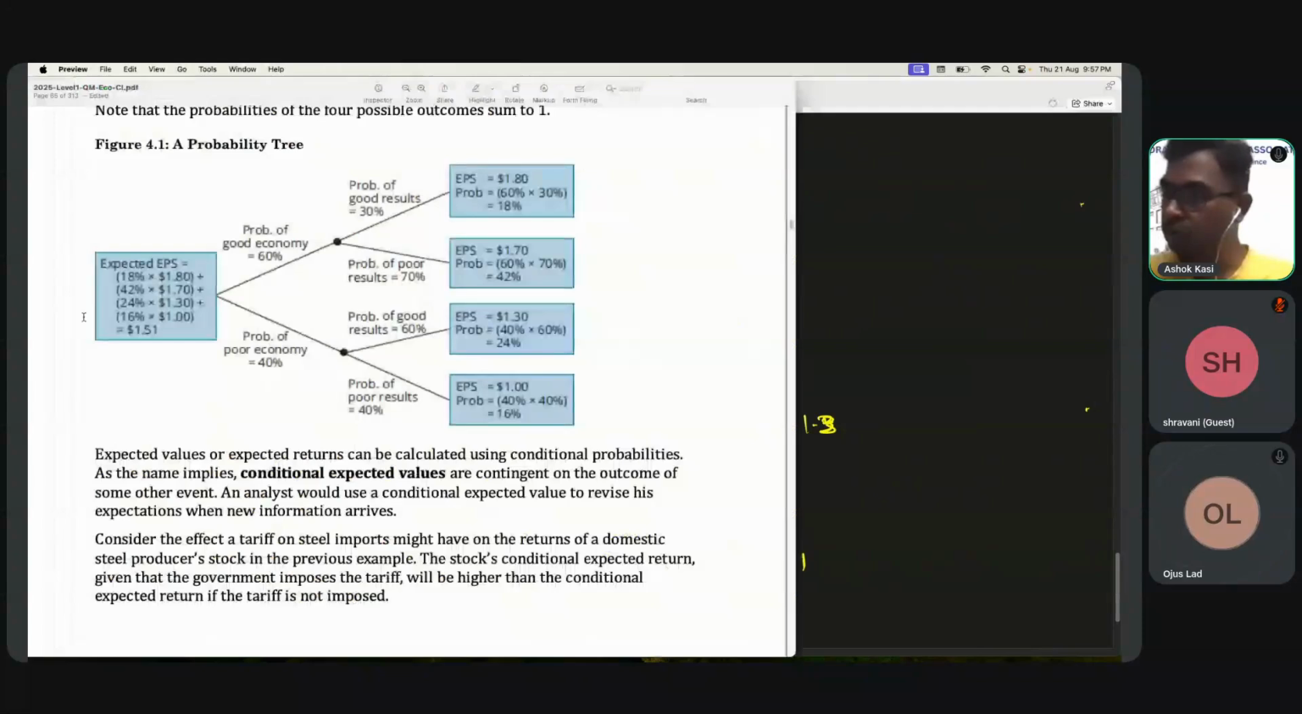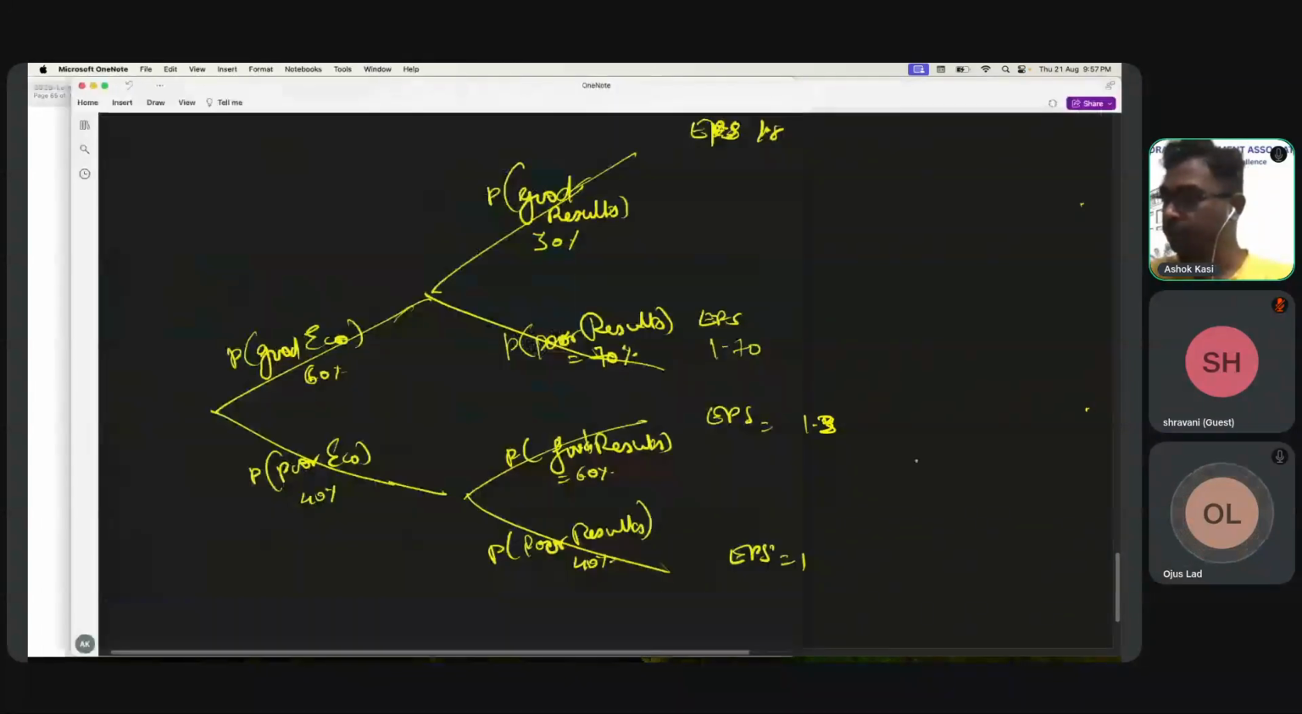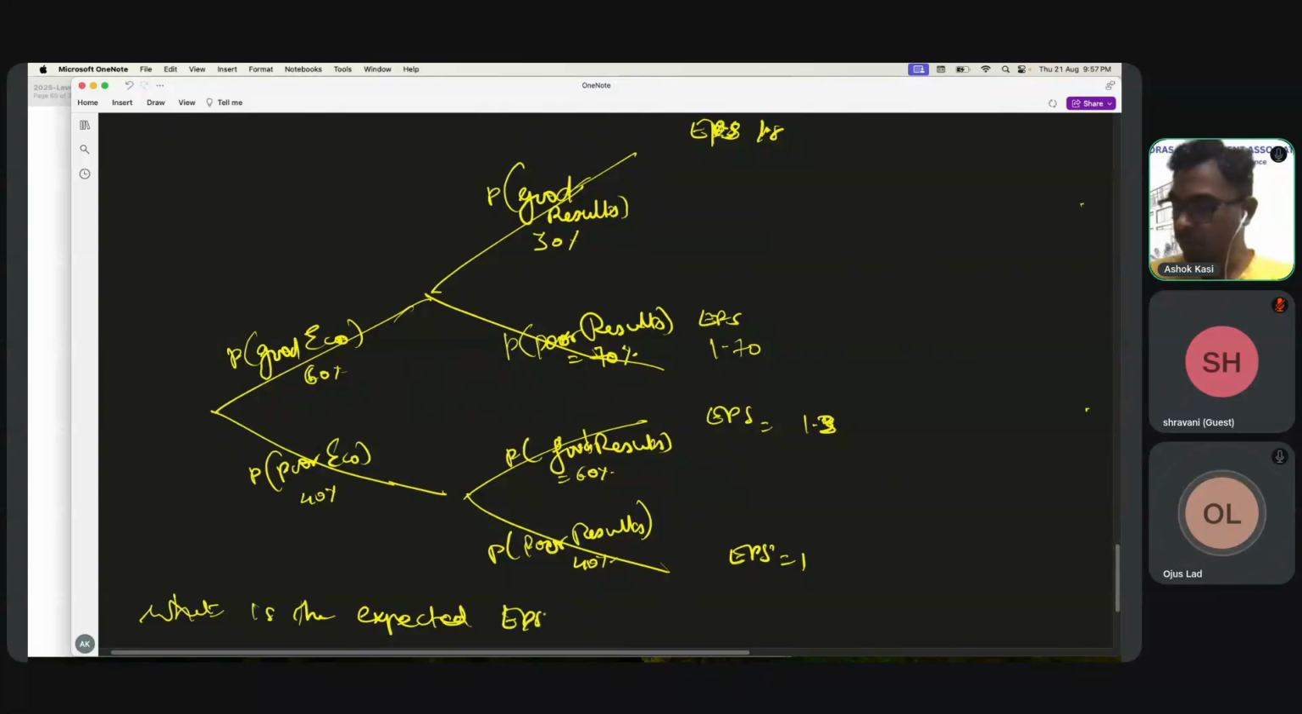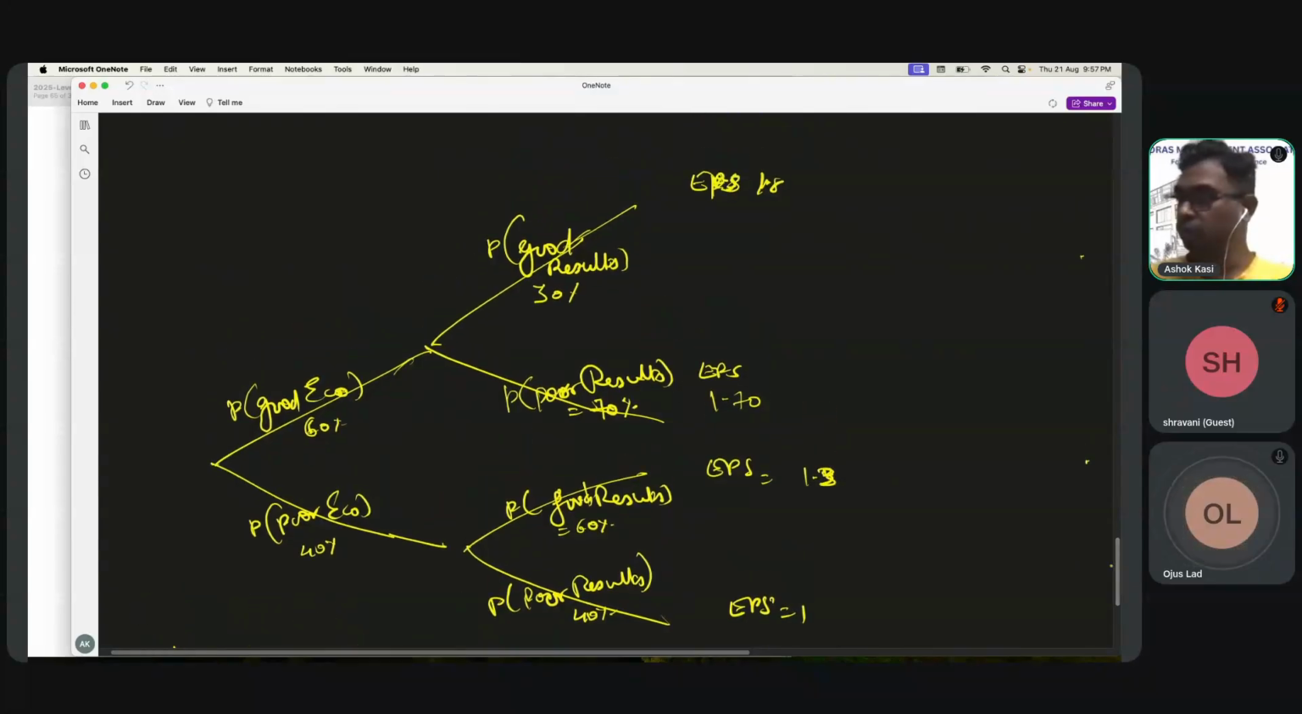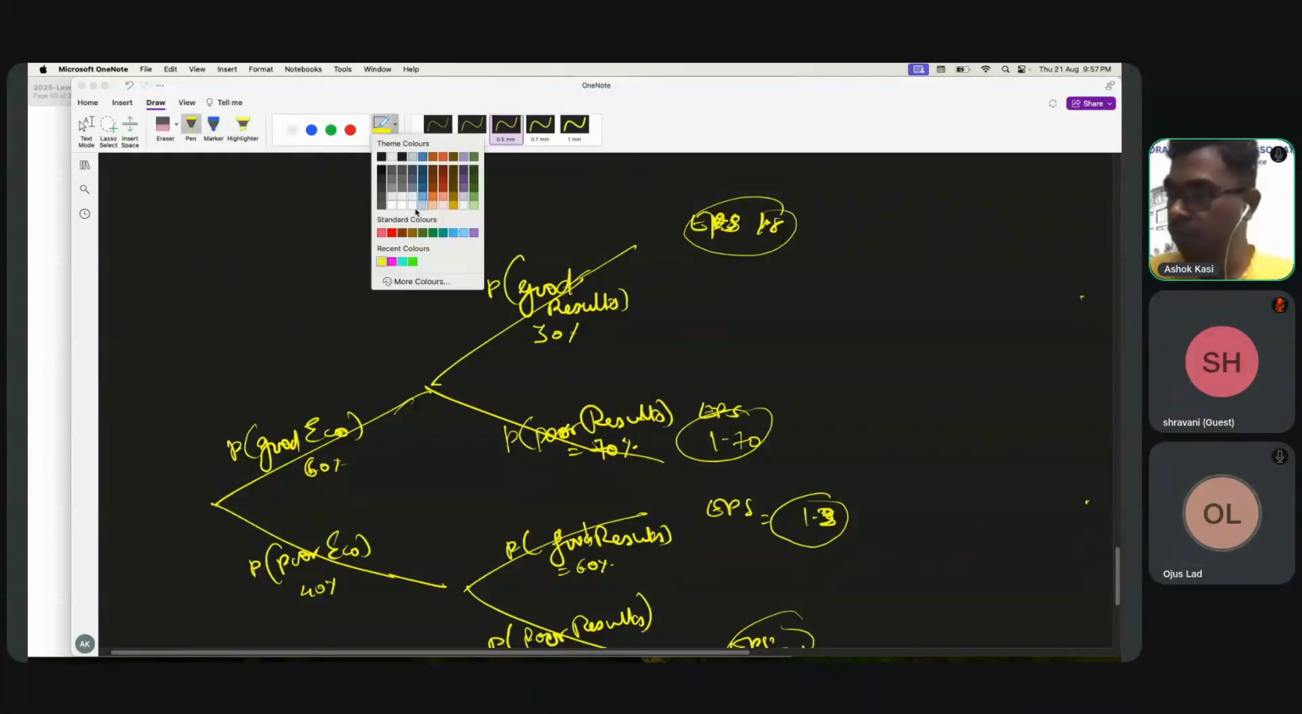So now the question is, what is the expected EPS? That means average EPS. So expected EPS is equal to, now I have EPS here, here, here, here. What I need is the probability. So probability, what will I do?